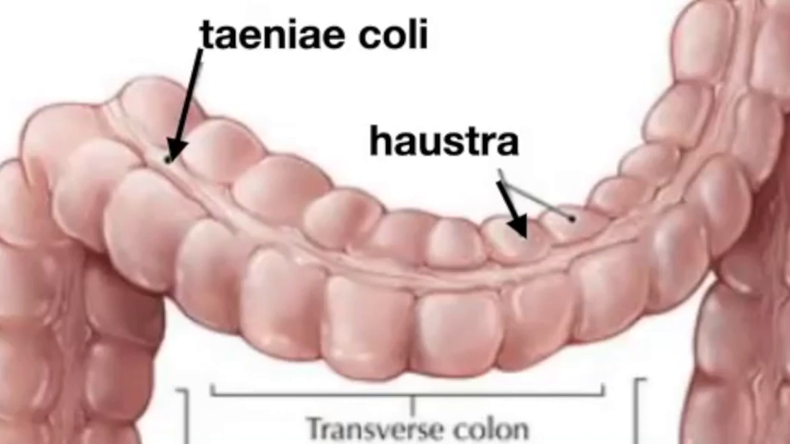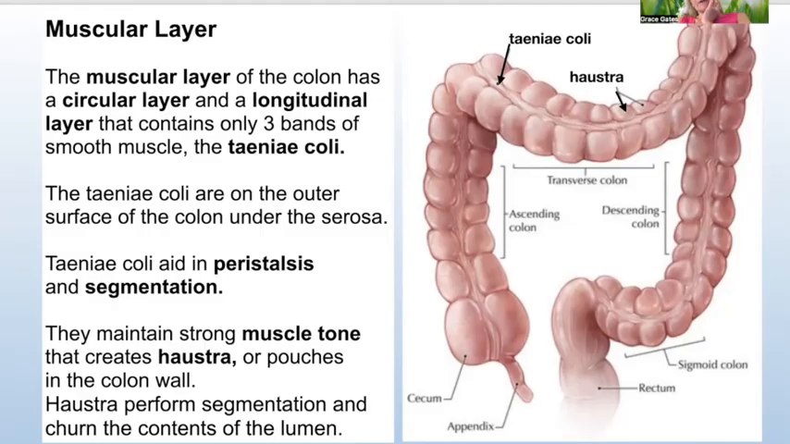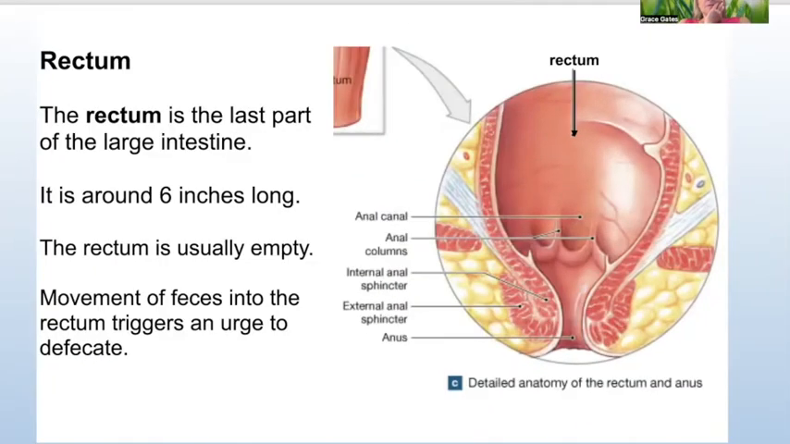And we have a nice real model of the cecum and ascending colon. And you can see taeniae coli in Miracosta with that specimen. The rectum is the last part of the large intestine. It is around 6 inches long. The rectum is usually empty. Movement of feces into the rectum triggers an urge to defecate.